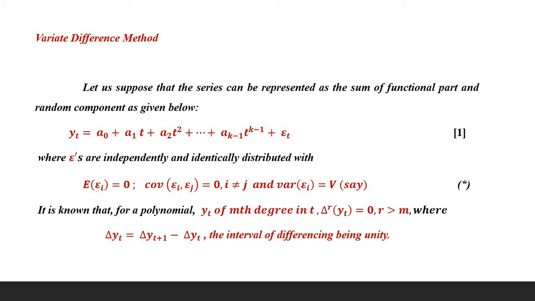That is, expectation of epsilon i equal to 0, covariance of epsilon i, epsilon j equal to 0 for all i not equal to j, and variance of epsilon i is equal to capital V, that is a constant. It is known that for a polynomial yt of mth degree in t, delta r yt, the rth difference, equals 0 when r is greater than m, where delta yt is equal to yt plus 1 minus yt, where the interval of differencing is unity and delta is the difference operator.